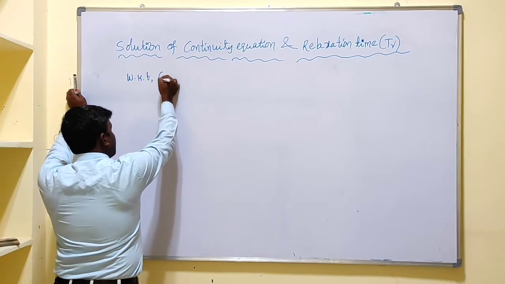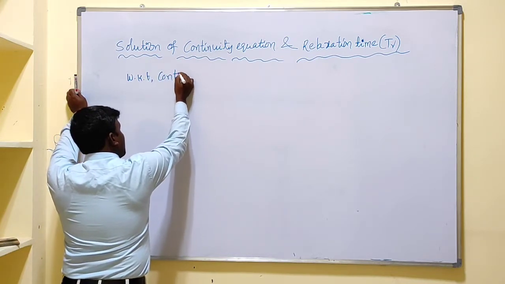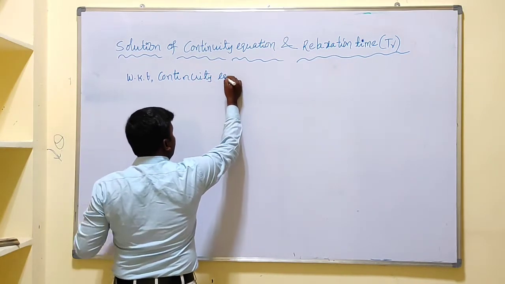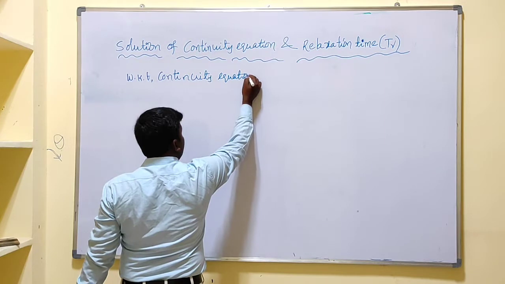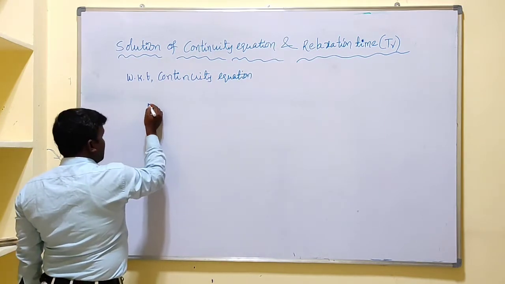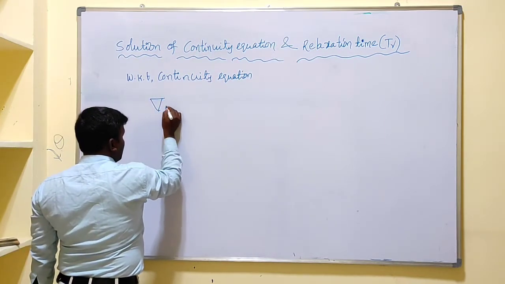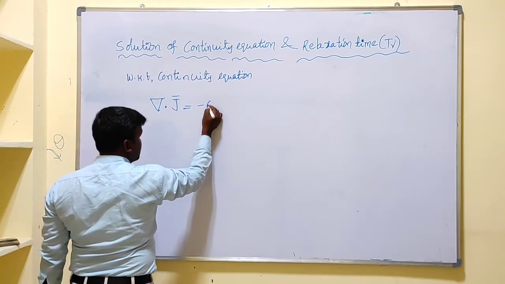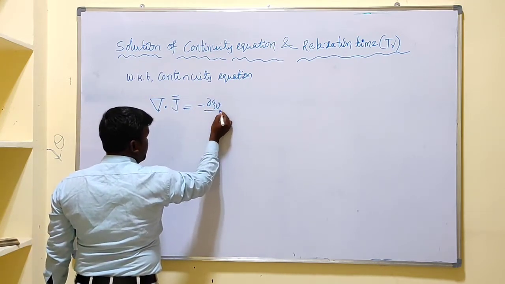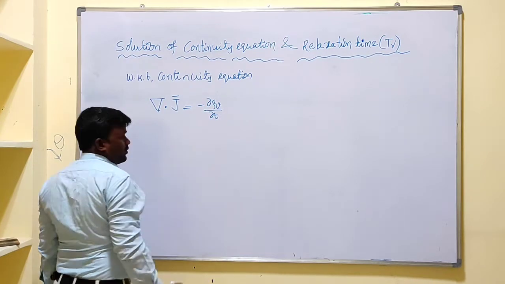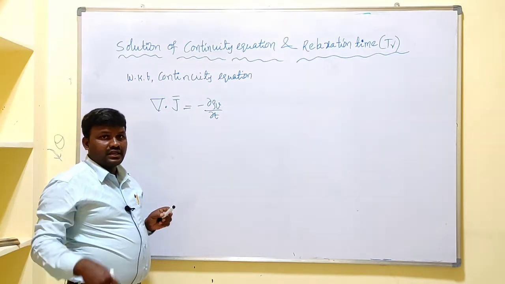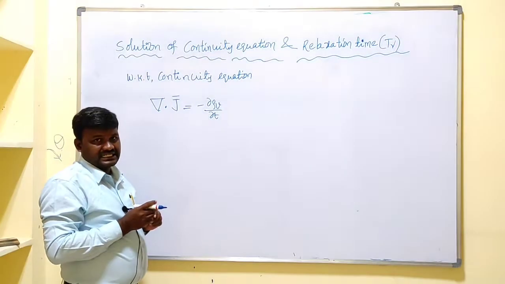What is the continuity equation? In the previous class, we discussed and derived this continuity equation: del dot J equals minus dou rho v by dou t. Basically, this continuity equation is derived from the decrement of the rate of change of charge.